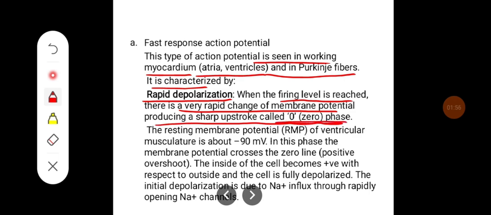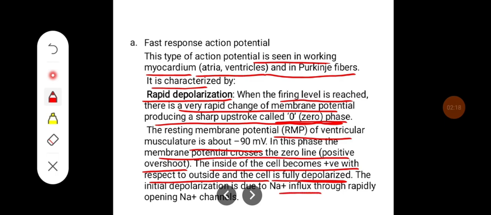The resting membrane potential of ventricular musculature is about minus 90 millivolts. In this phase, the membrane potential crosses the zero line, that is positive overshoot. The inside of the cell becomes positive with respect to outside, and the cell is fully depolarized. The initial depolarization is due to sodium influx through rapidly opening sodium channels.